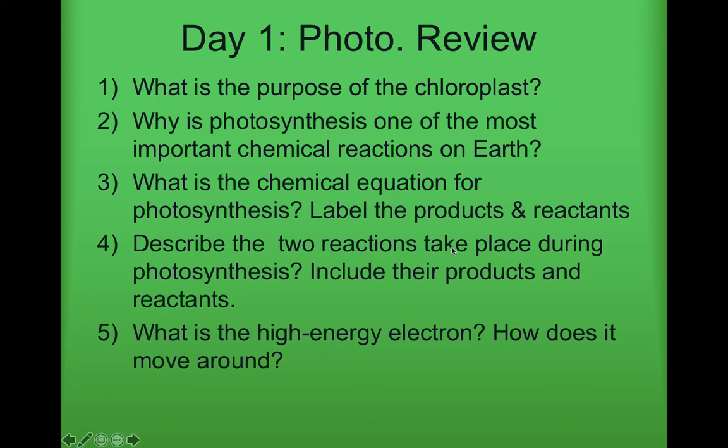Describe the two reactions that take place during photosynthesis. Light dependent reaction, light independent. Remember, make sure you know the products and the reactants of both, as well as know where they occur. Make sure you know what that high energy electron is. That's that hydrogen that gets stripped off the water molecule. And how does it move around? NADP is the electron carrier that moves that H around. And that's going to be very important to know what an electron carrier is, because we're also going to be talking about that a lot inside of cellular respiration.